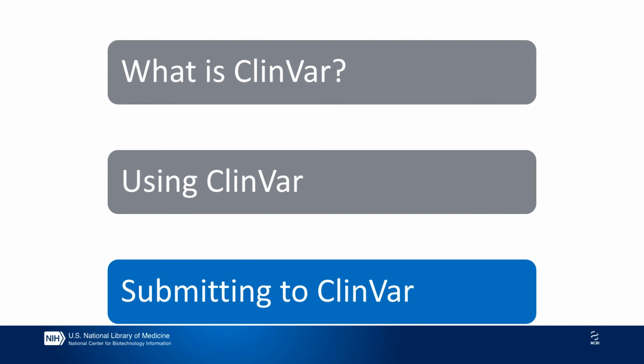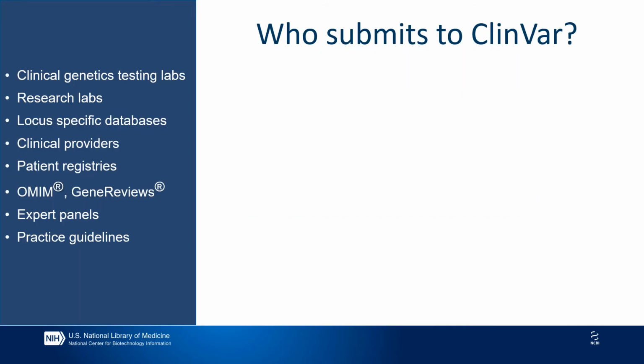So finally, let's shift gears and talk about how you can participate in ClinVar by sharing your own data. So who submits to ClinVar? Most of the data in ClinVar has come to us from clinical genetics testing labs, but we also have a lot of data from research labs, locus-specific databases, clinical providers like medical geneticists and genetic counselors. ClinGen has been working with patient registries to help get their data registered in ClinVar. We pull in data from OMIM and GeneReviews, and we also work with ClinGen to get submissions from expert panels and practice guidelines.